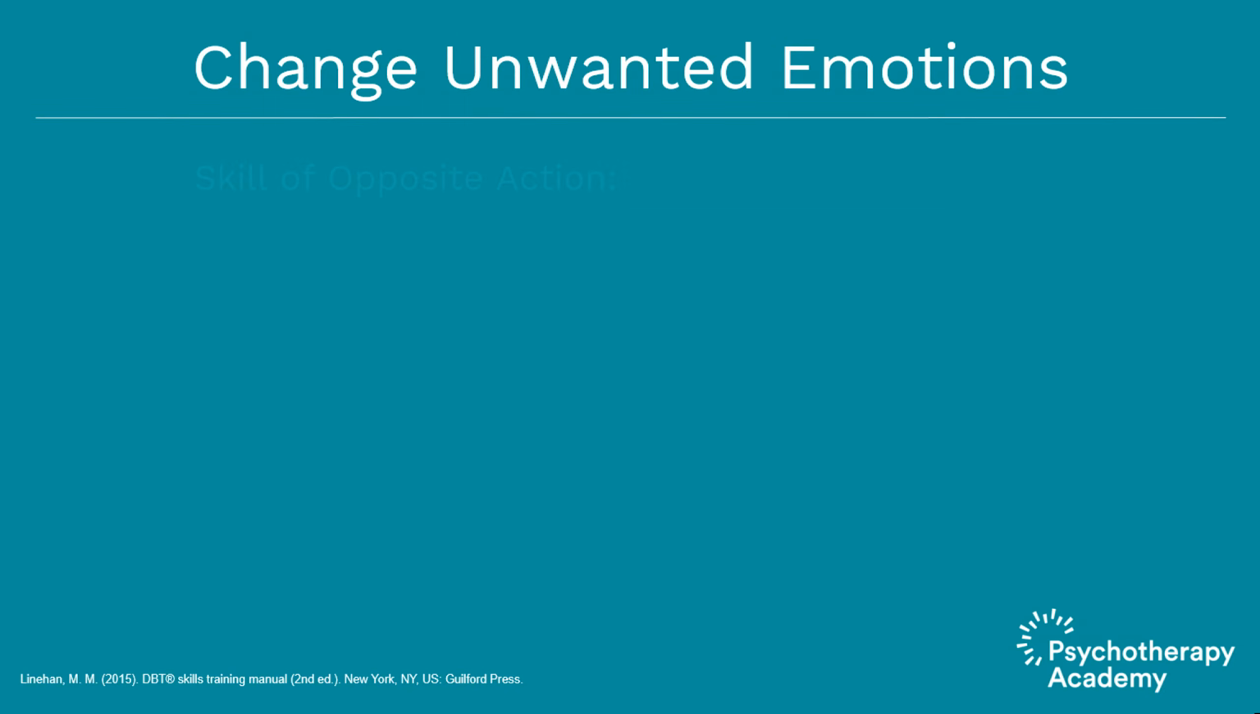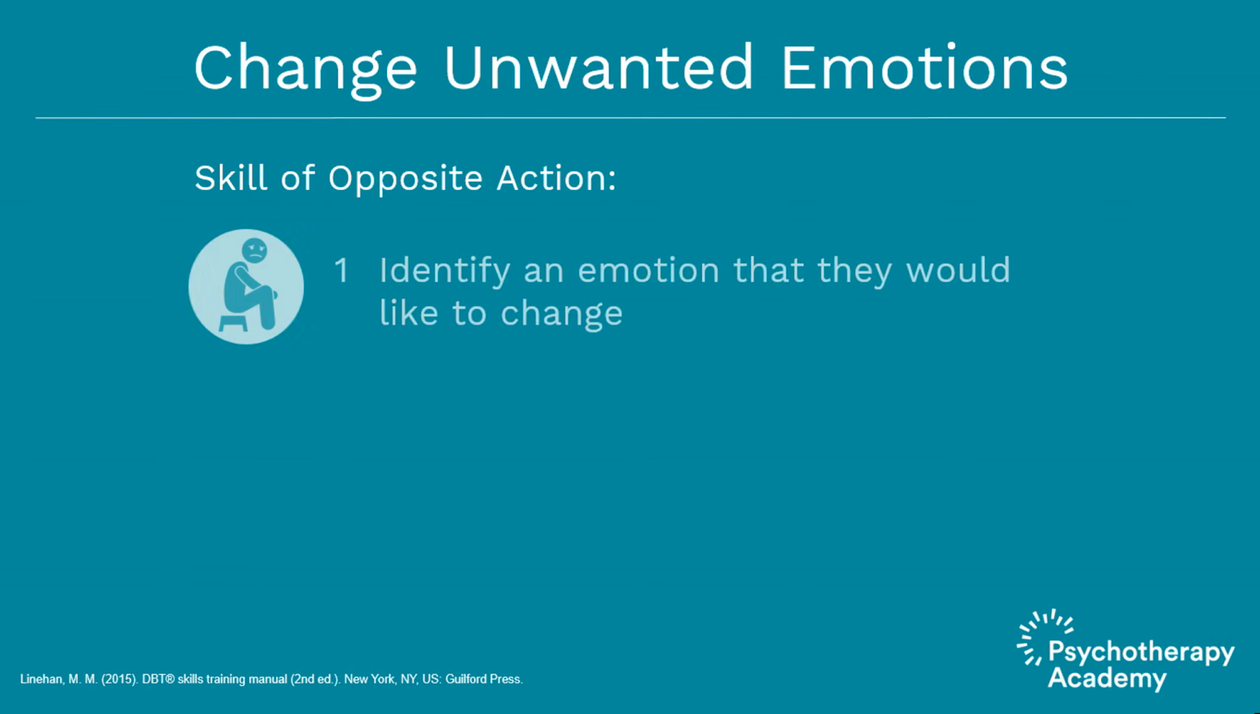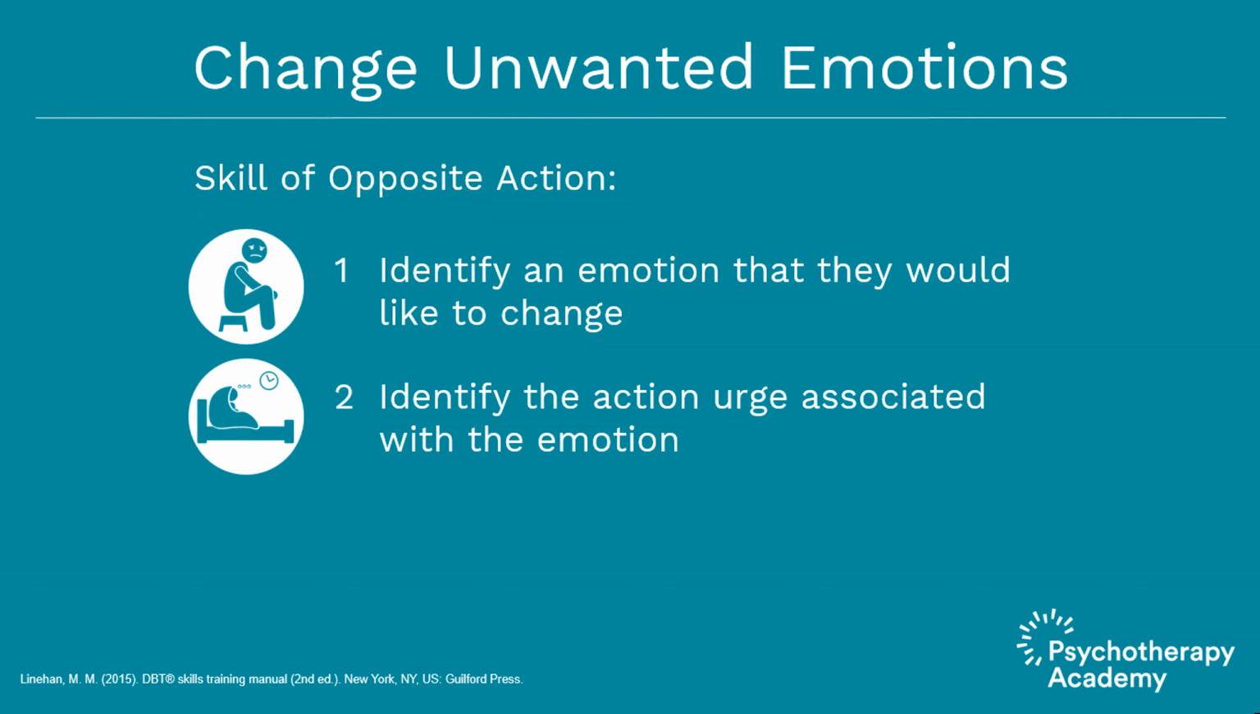One of the most popular and well-known skills to help change unwanted emotions is referred to as opposite action. In order to practice the skill of opposite action, one must first identify an emotion that they would like to change. If they would like to change the emotion of sadness, then it would be important to identify the action urge associated with the emotion. So for sadness, a person may have the action urge to withdraw, to pull a blanket up over their head, perhaps to watch sad movies.